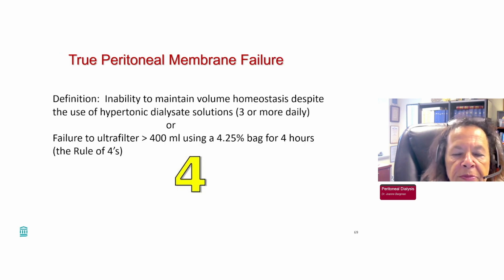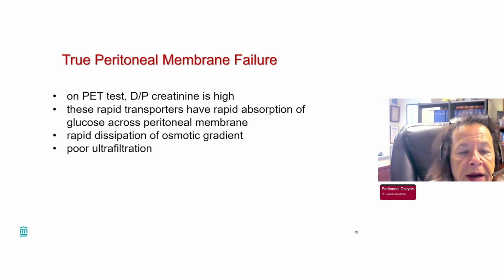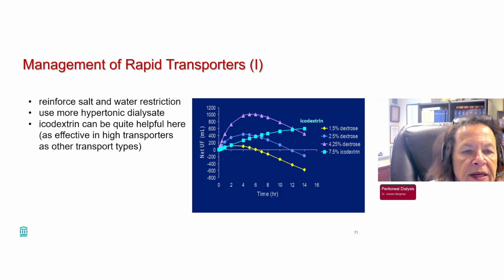So for true membrane failure, if you put in a 4.25% bag for 4 hours, you should get more than 400 mils of ultrafiltration. And if you don't, then you're dealing with true membrane failure, which actually isn't all that common. These are very rapid transporters who have very rapid dissipation of the osmotic gradient and end up with poor ultrafiltration. But in fact, this can be helped by icodextrin.